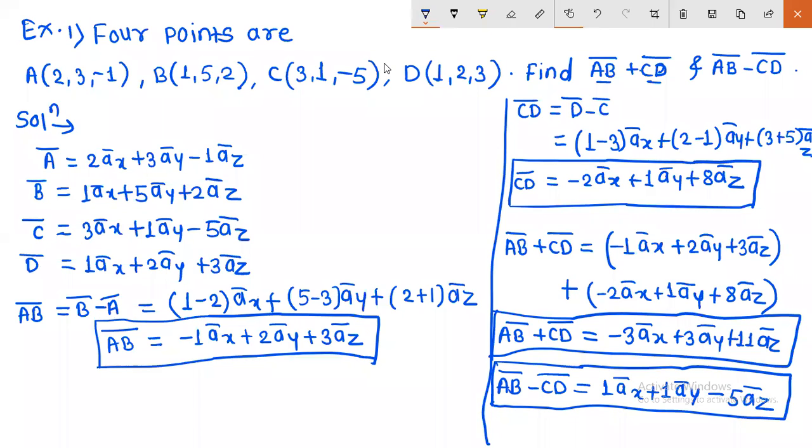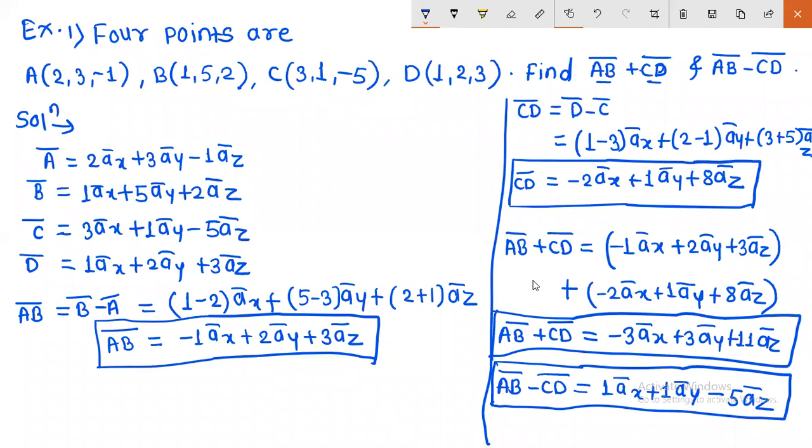That is in X, Y and Z direction. So according to coordinates, you first write the vectors, equations for vectors. Then you have to find these two vectors AB bar and CD bar. In the last lecture, we have seen how to find this AB bar, that is B bar minus A bar. So from these equations only you can find AB bar and CD bar.